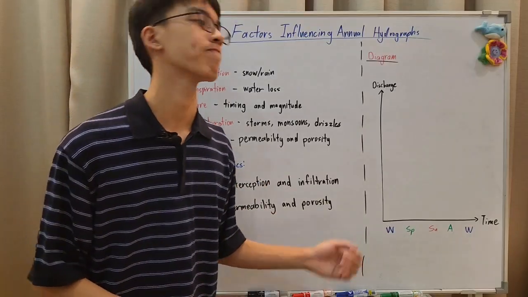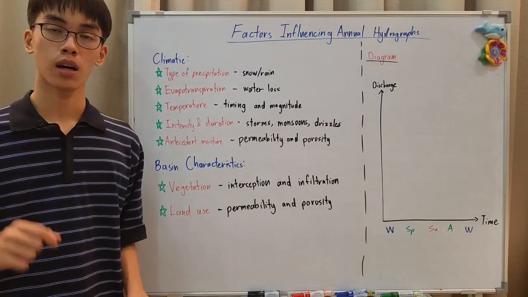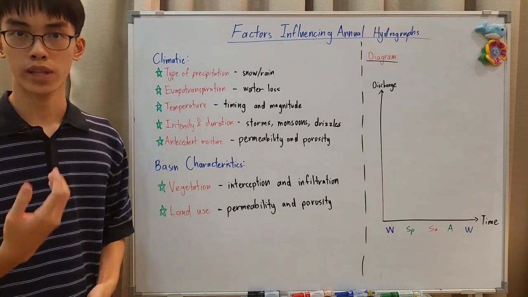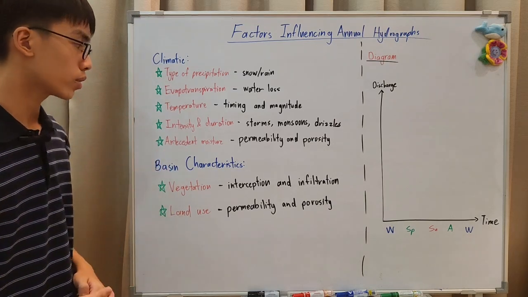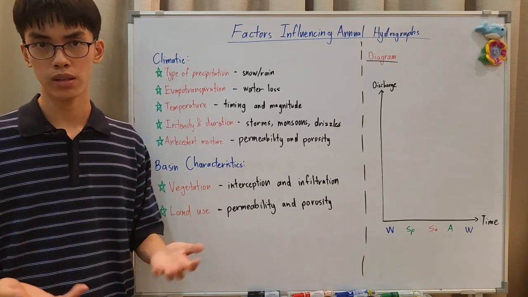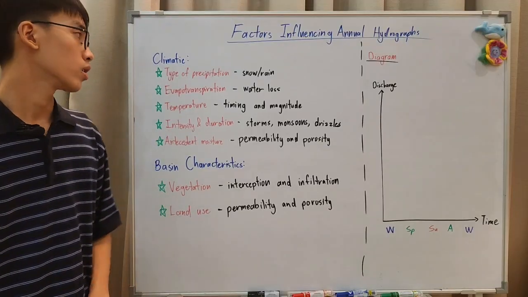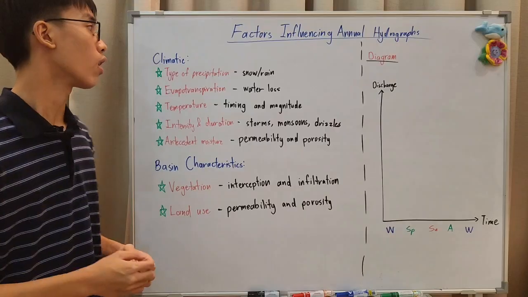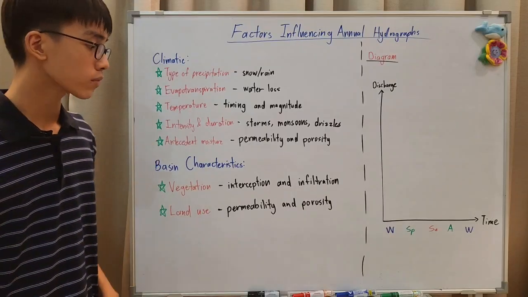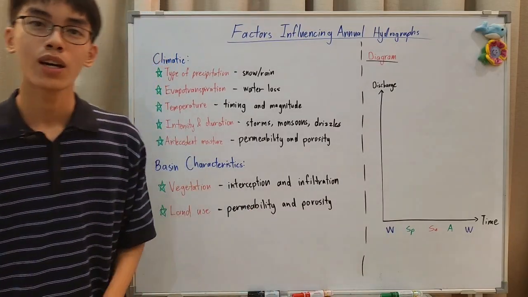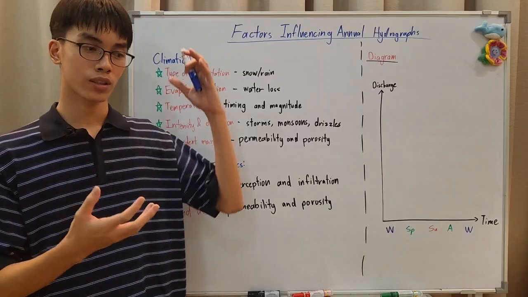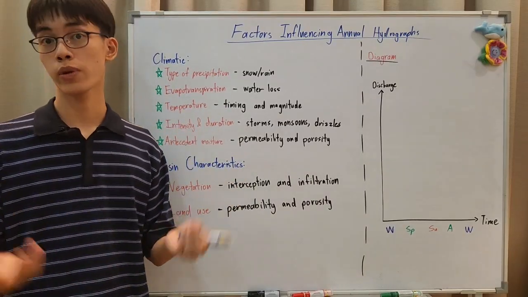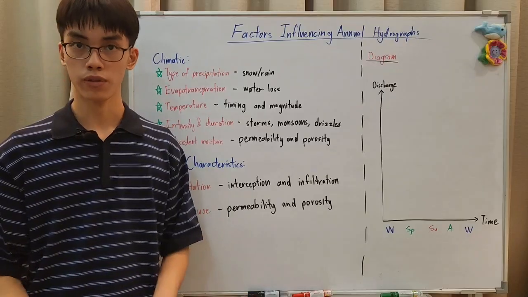So let's introduce our factors, but first we have to separate them into climatic factors, which is rainfall and temperature and stuff, and basin characteristics, which is what's going on on the floodplain and around the river. So our first factor is the type of precipitation, and we're going to focus in on snow or rainfall. And rainfall is pretty simple. When it rains, you're going to have water directly entering the channel, and also you're going to have throughflow, surface runoff, and then at the last, groundwater flow.